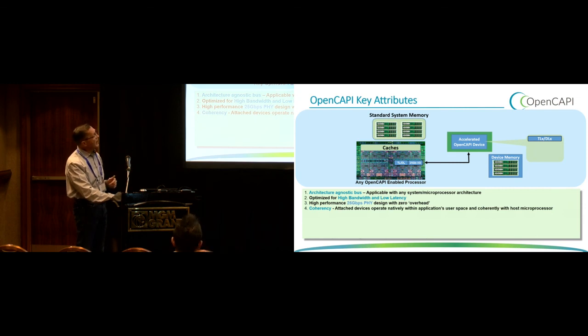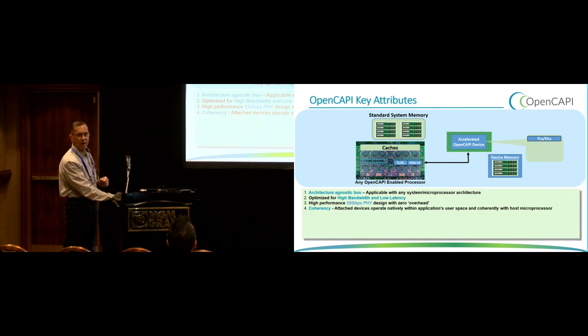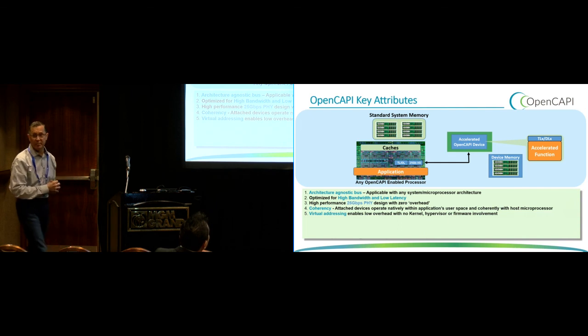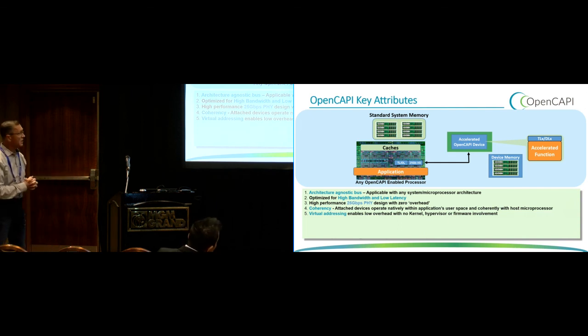Coherency, I talked a little bit about that. As coherency starts to play more of a role as you attach these accelerators, a lot of the host-to-accelerator and accelerator-to-host traffic is going to become more interesting. Virtual addressing is used in OpenCAPI. So we use virtual addressing. It's got very low overhead.